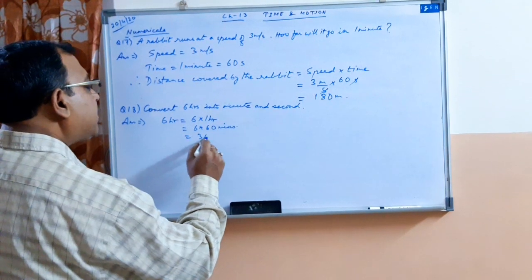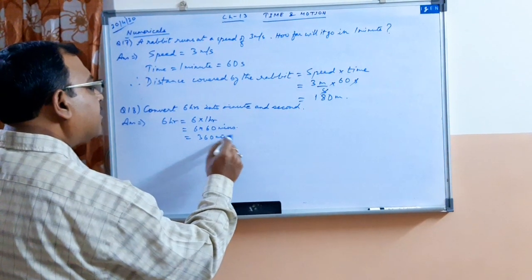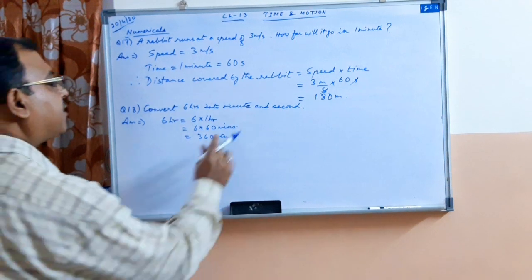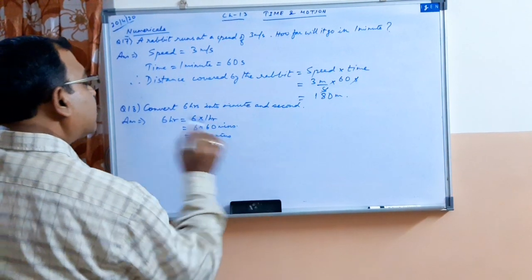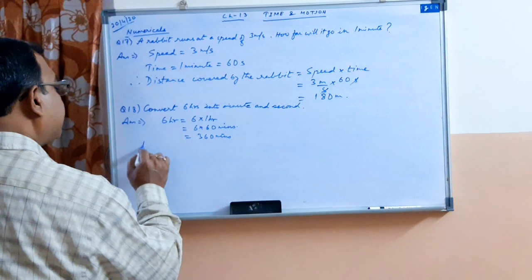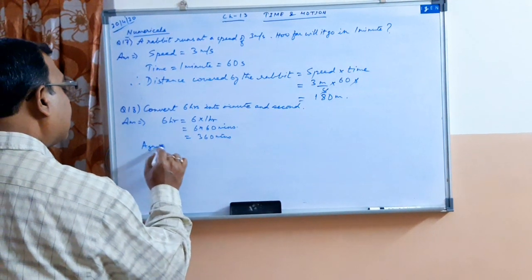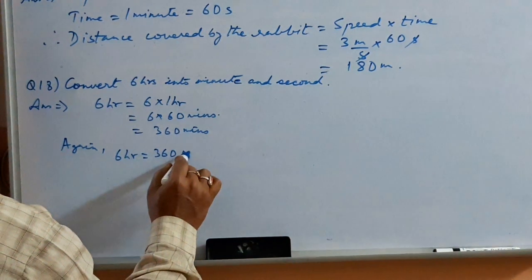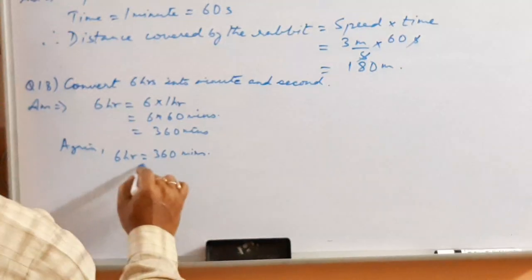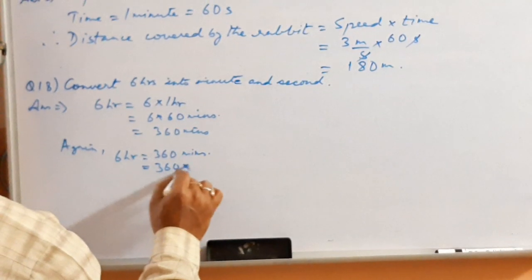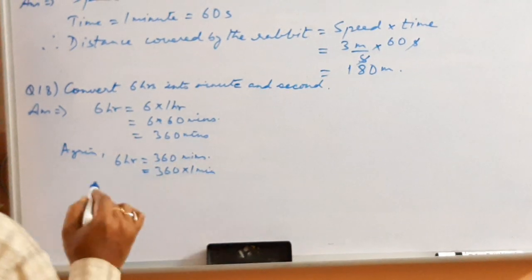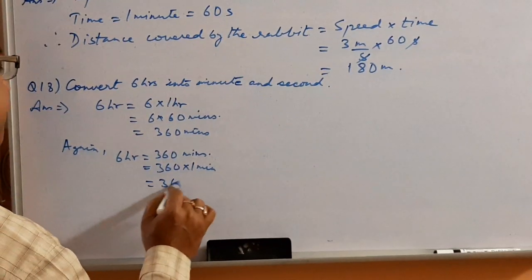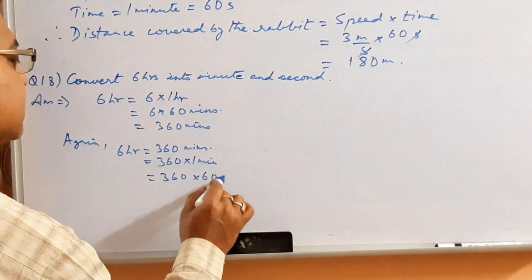That is equal to 360 minutes. So this is one answer. Again, 6 hour equal to 360 minutes. That is equal to 360 into 1 minute. That is equal to 360 into 60 second.